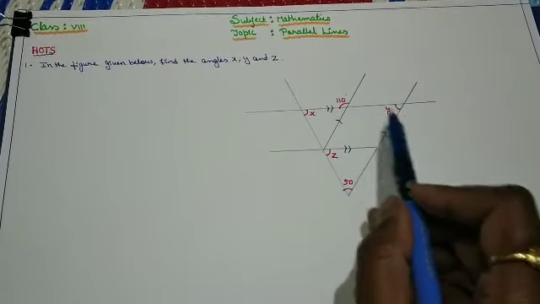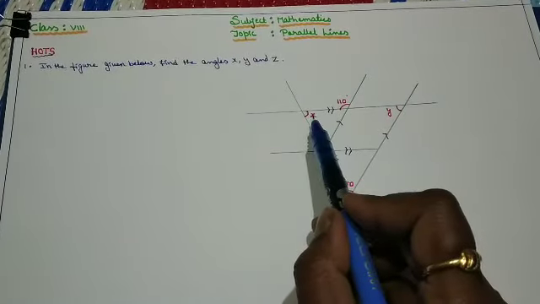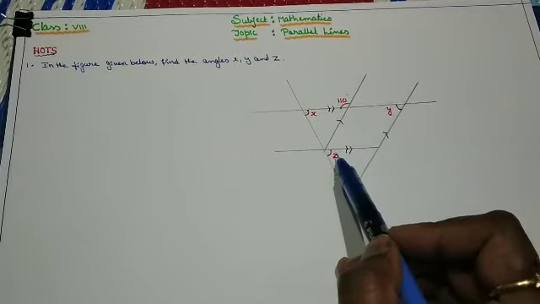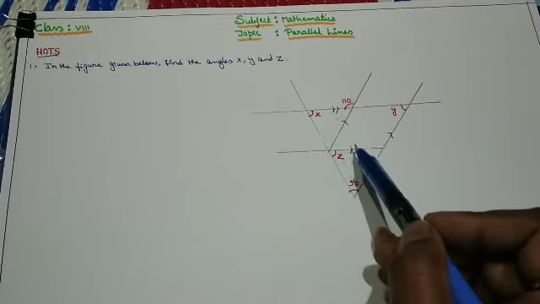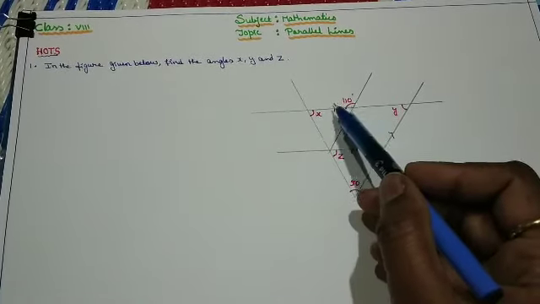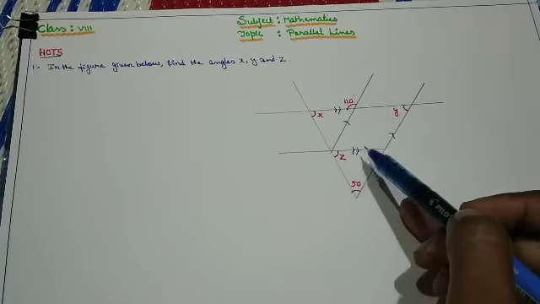You can observe this is the figure and we need to find the value of x, y and also z. Since these two lines are parallel to each other, is it possible to find the value of x, y and z?